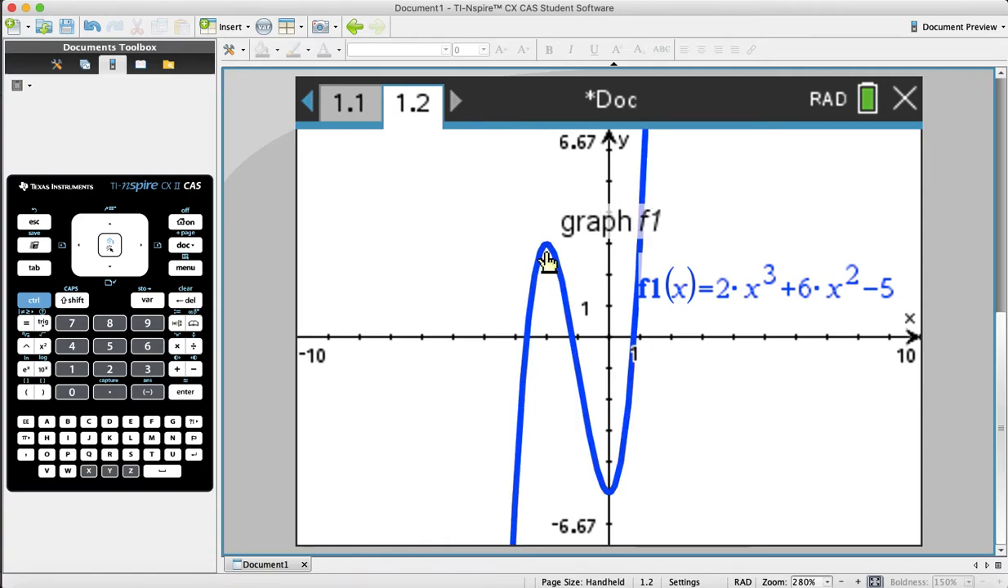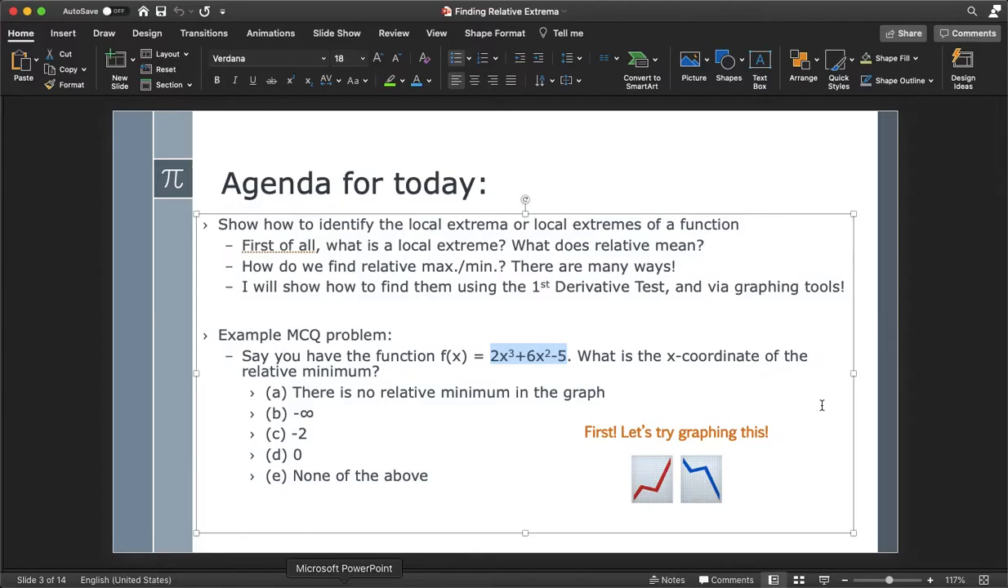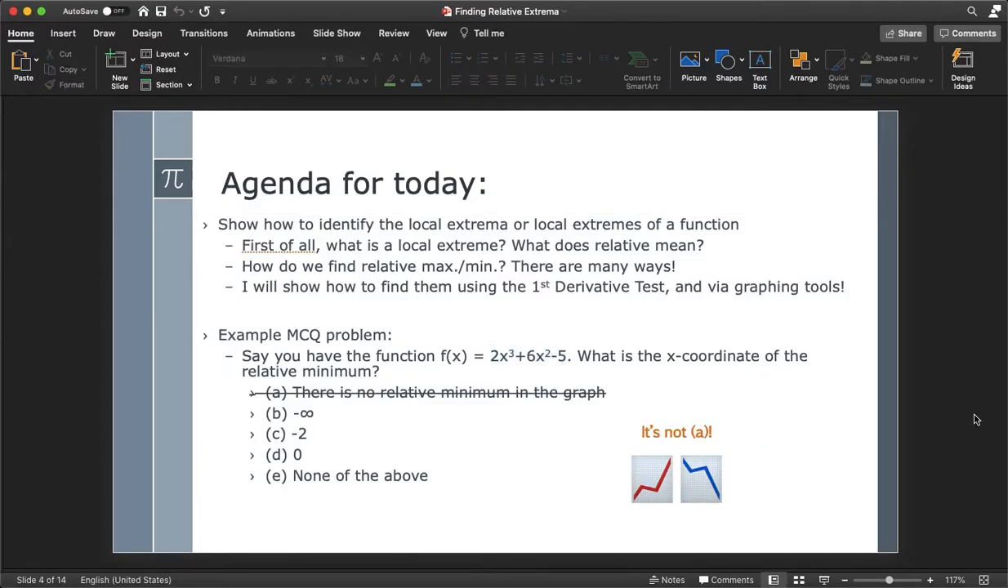They're relative because there could be other points, though there aren't, because I know this graph, what's down here and what's up here to the right. But just by looking at these two right here, you know that there are a relative maximum and minimum. So we know that our first option can't be A, because there are relative extrema in this graph.